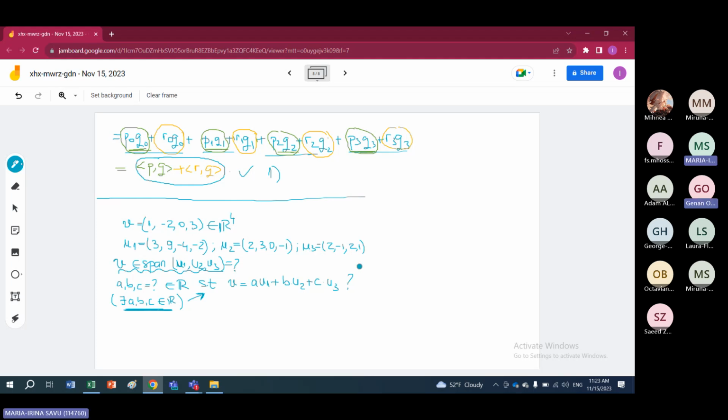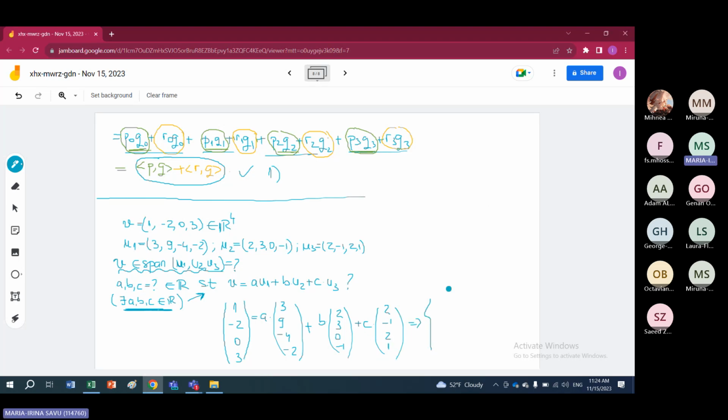So this is why I've told you that you may have, or maybe not, an infinite number of solutions. Let's see what happens in this case. You have to write V, which is (1, -2, 0, 3), as a combination: a times U1, which is (3, 4, -2, ...), plus b times (2, 3, 0, -1), plus c times (2, -1, 2, 1).